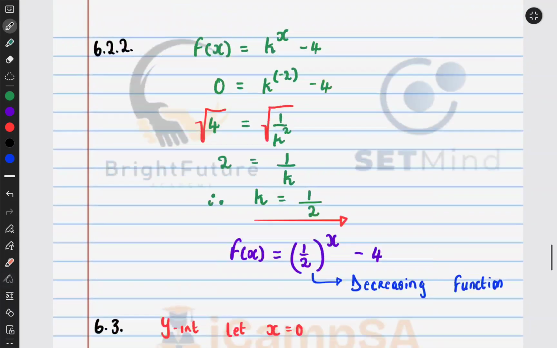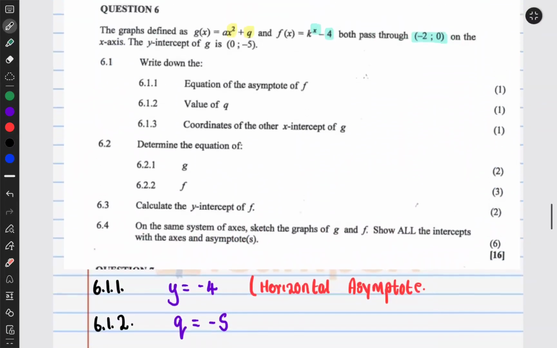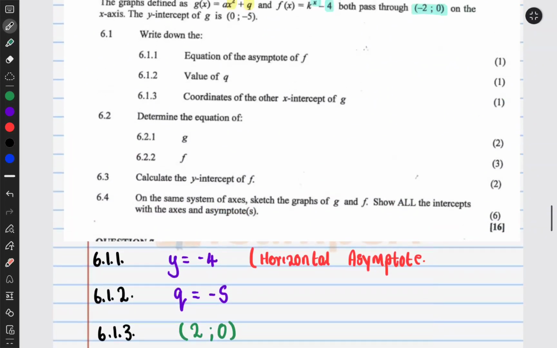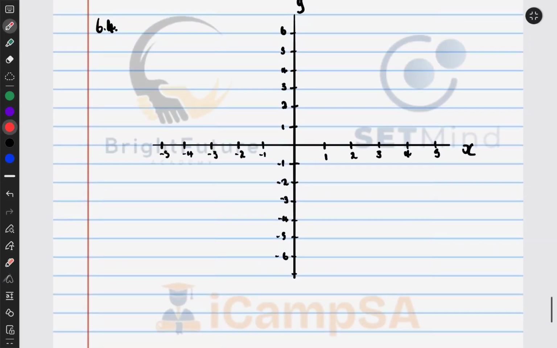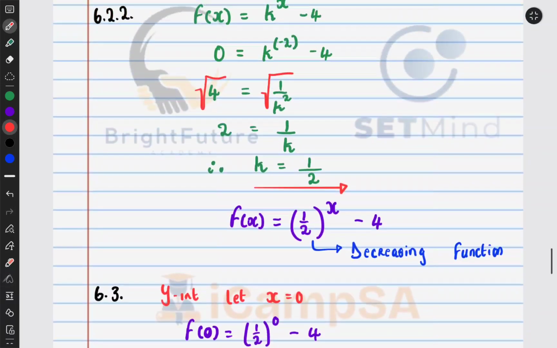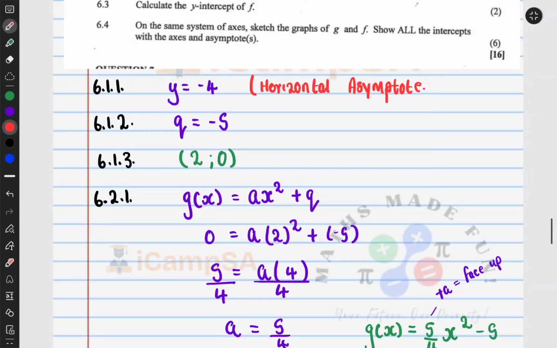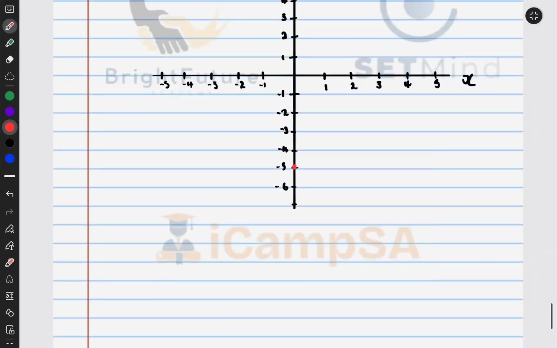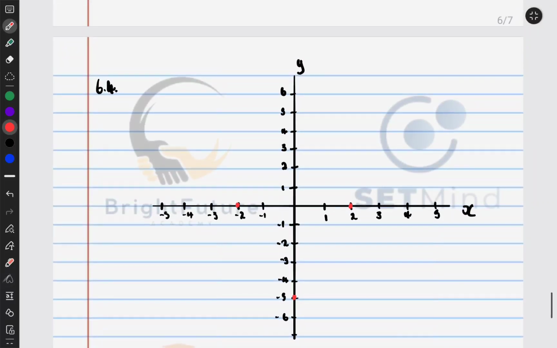Okay, let's start with the parabola, which is the function g. For the parabola, we have a turning point at -5, so it's -5 and 0. That is the turning point here. And then what else? For the function g, the intercepts, we have 2 and 0 and -2 and 0. There are intercepts here. Okay, that is what we need for the parabola. So it's going to be facing up, we know that.